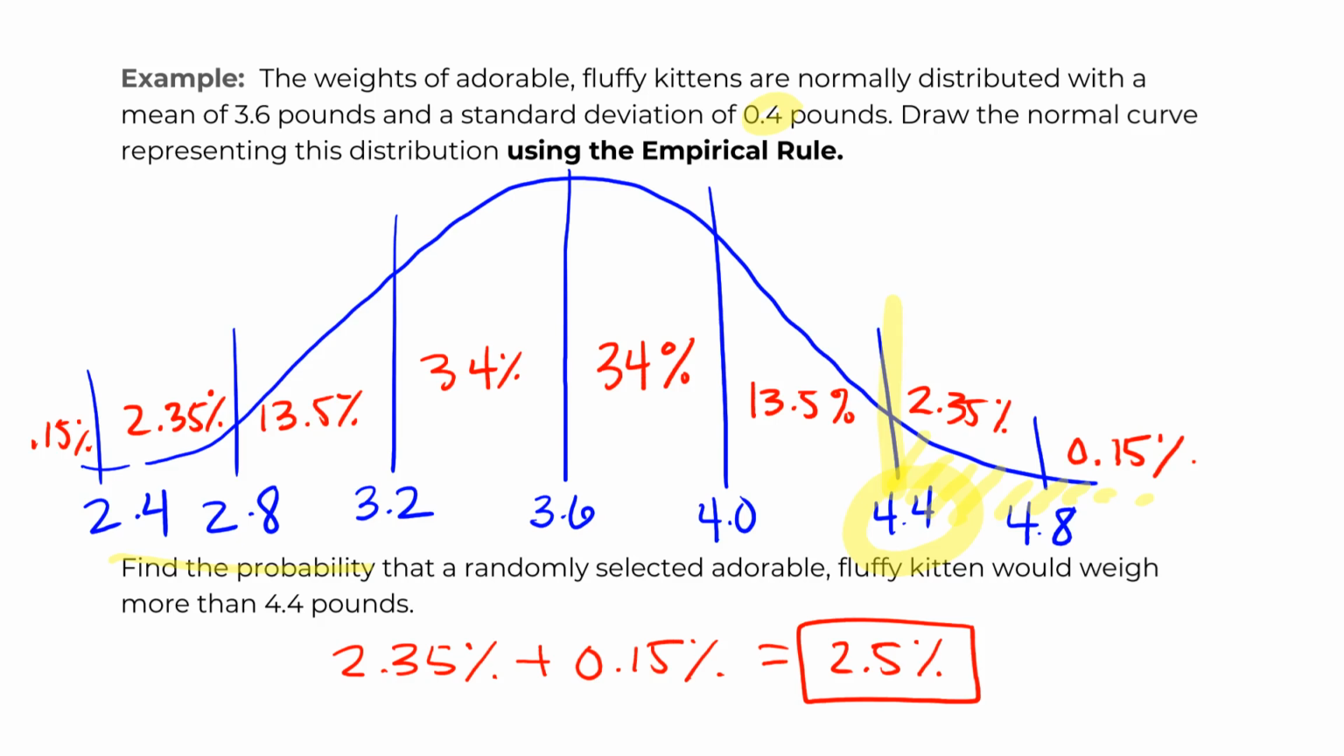Then I could ask about any of these different ranges. I could say between 2.8 and 4 and all these different things. And it's just all about figuring out which sections we care about and then adding them up.